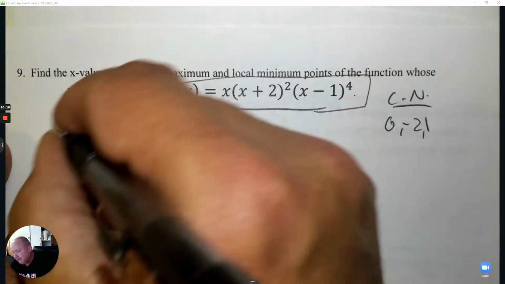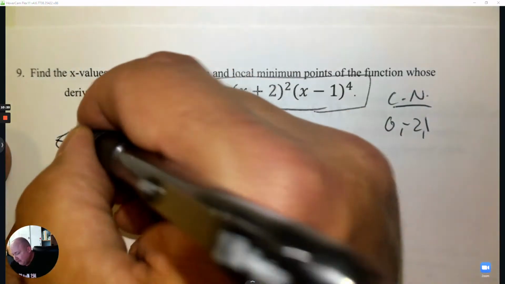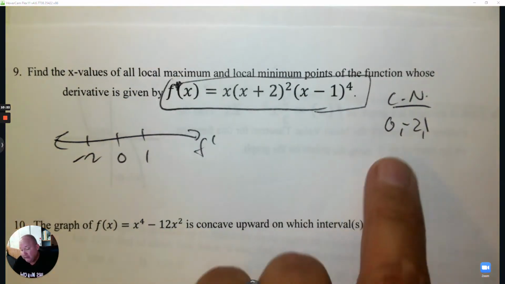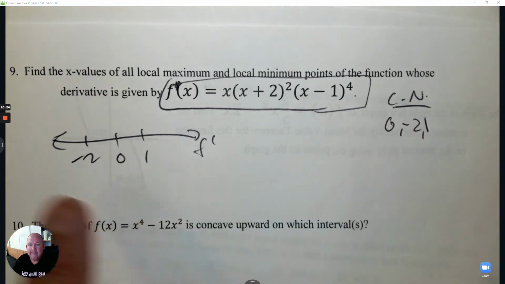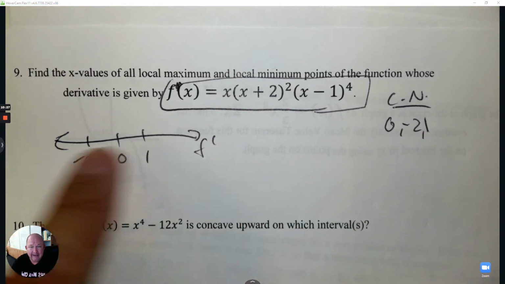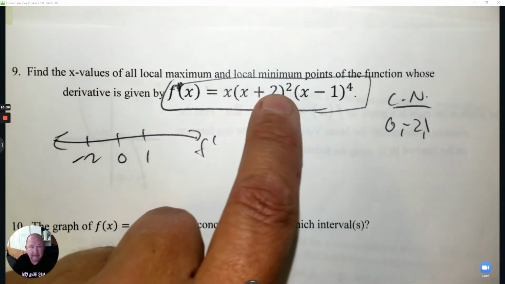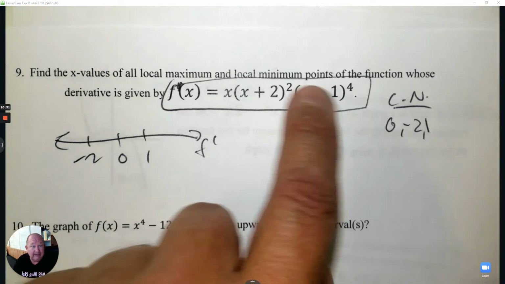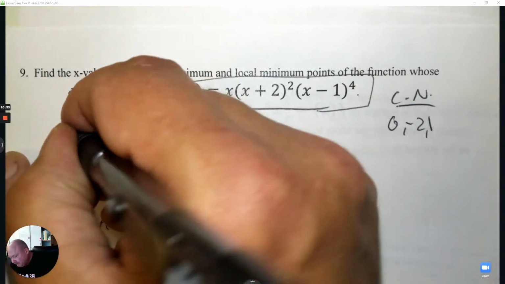Draw a number line for the derivative, and it's negative 2, 0, and 1. So that's the order, negative 2, 0, and 1. And then we're going to plug in negative 3. So that's a negative times a positive times a positive. So the even exponents make it positive.